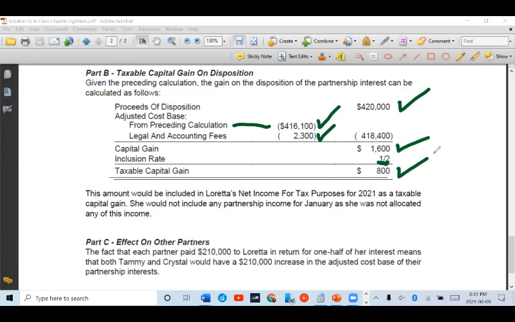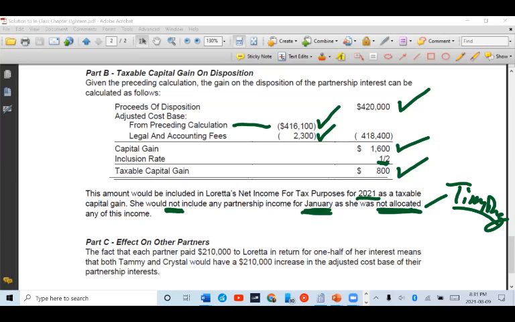So that would end up on Loretta, the one who's leaving, net income for tax purposes in 2021, right? Because this happened, it was executed for January 1, 2021, and that's the first date after when that income gets applied in. That's why they would have picked that date. So 2021 as a taxable capital gain. She would not, as a note, include any partnership income from January because it was not allocated. That's what all those slides about timing we're talking about. It just magically drops in once a year. It's kind of weird, but that's just how that works.